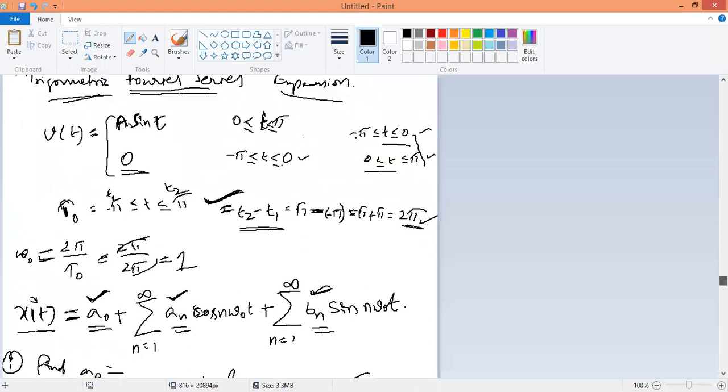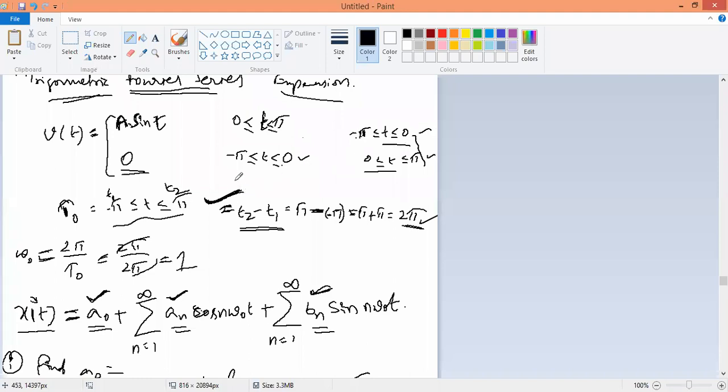Next, to find the overall time interval t naught. Here, see the time intervals. First, minus pi less than or equal to t less than or equal to 0. Next, 0 less than or equal to t less than or equal to pi. So this total time interval I am writing as minus pi less than or equal to t less than or equal to pi. Is it correct or wrong?